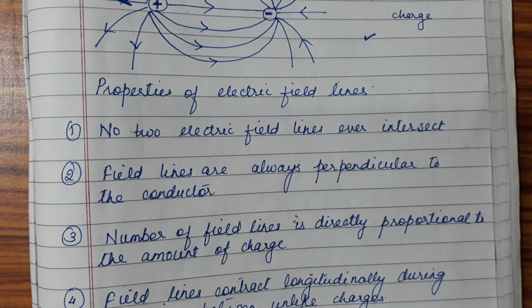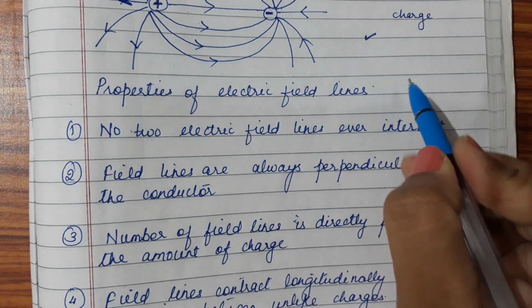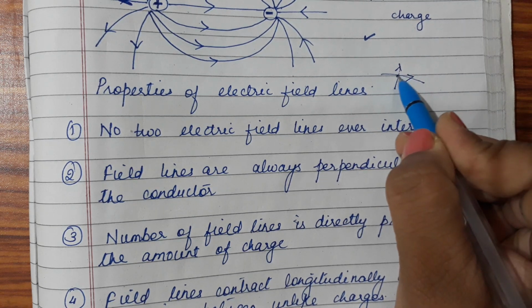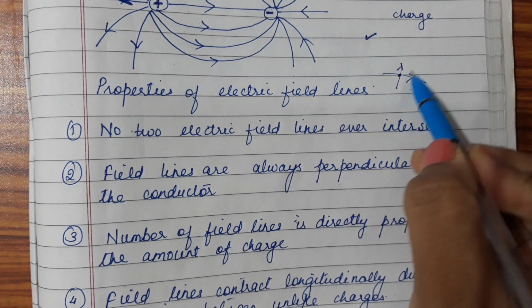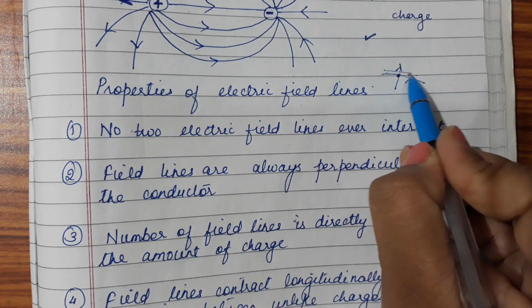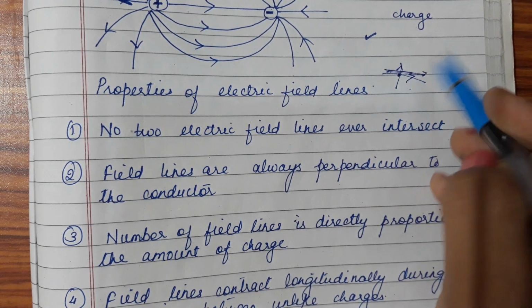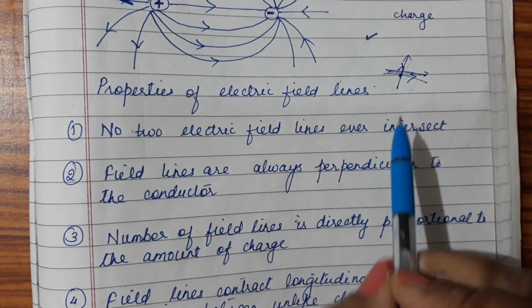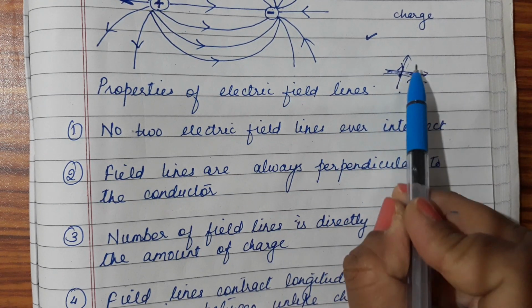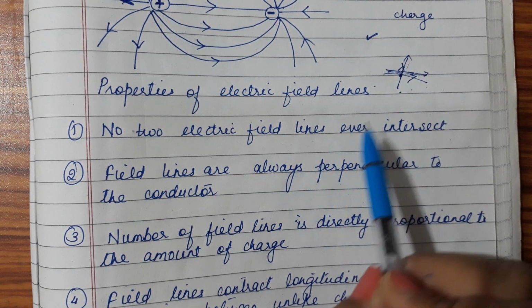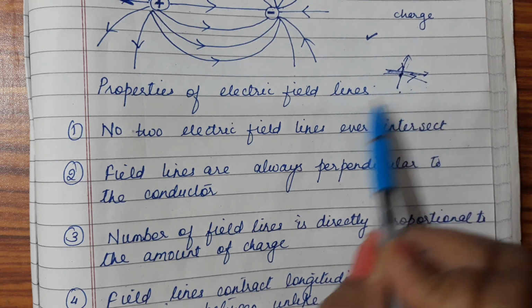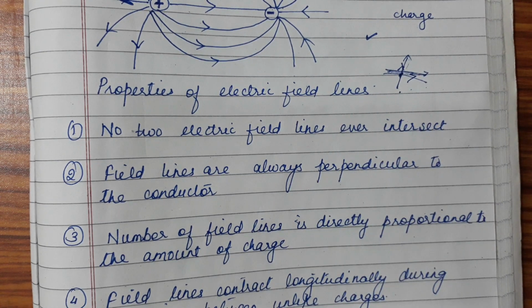So if they intersect, what will happen at the point of intersection? When we draw a tangent, you would have studied this for magnetic field lines in class 10th also, the tangent to these field lines shows the direction of the electric field. So at one point, two directions of electric field are not possible.